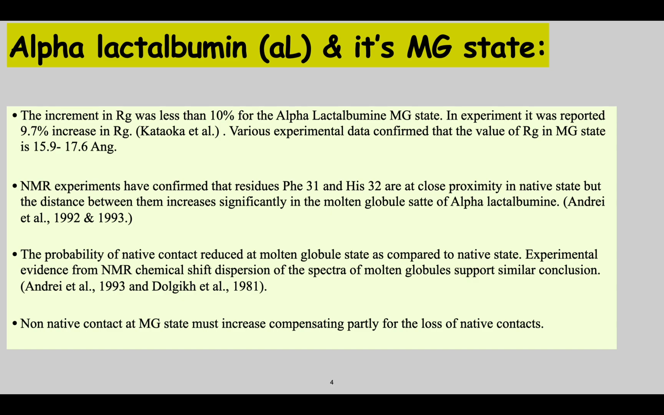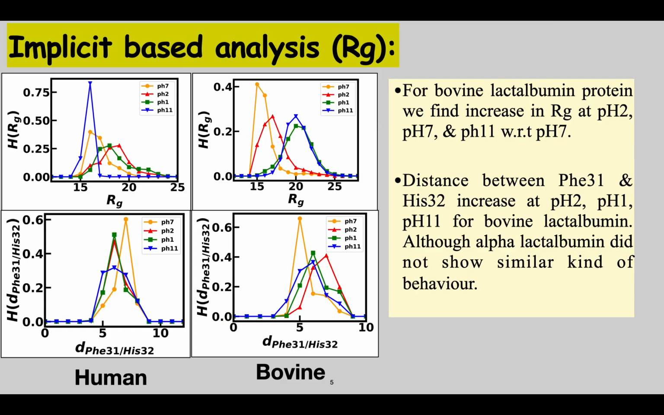Okay, so we try to calculate these things using the simulation. You can find two panels, this is for human and this is for bovine. Yellow color is basically for pH 7, and we performed three simulations at pH 2, 1, 11, that's both acidic and basic. We find that for bovine lactalbumin the radius of gyration increases, but for human we did not find the same thing. And when we consider the distance between residues 31 and 32, it increases at acidic and basic pH from the native state at pH 7 for bovine, but not for human.